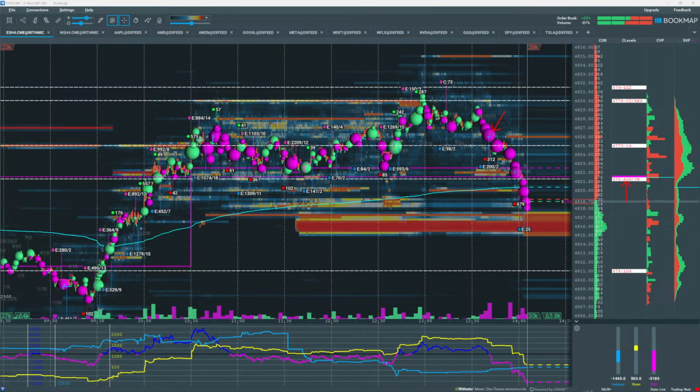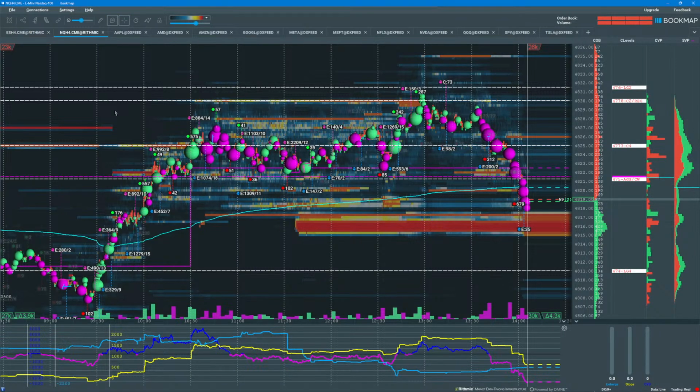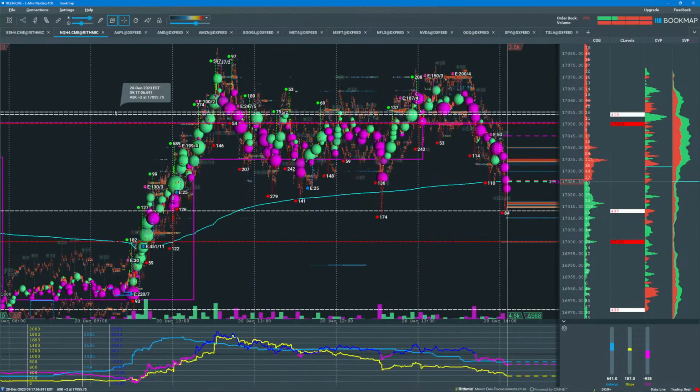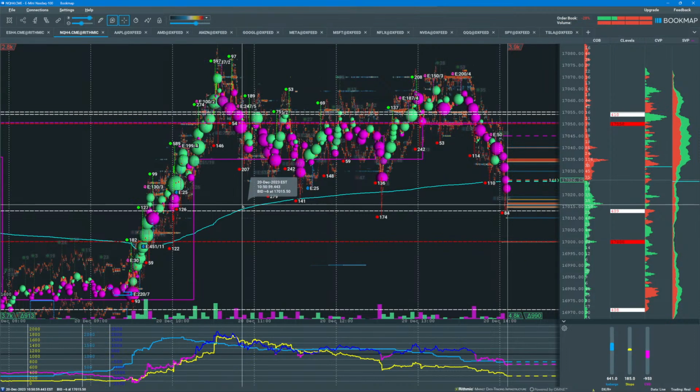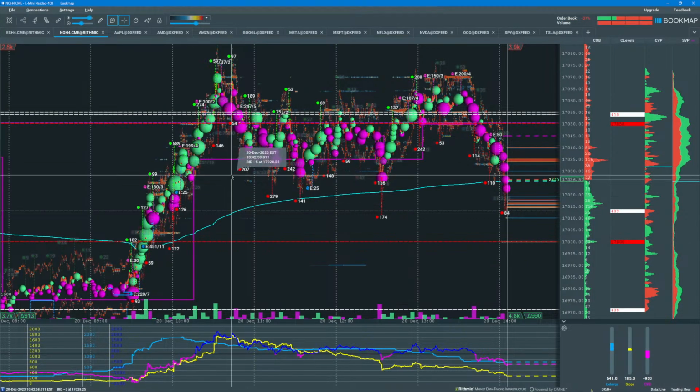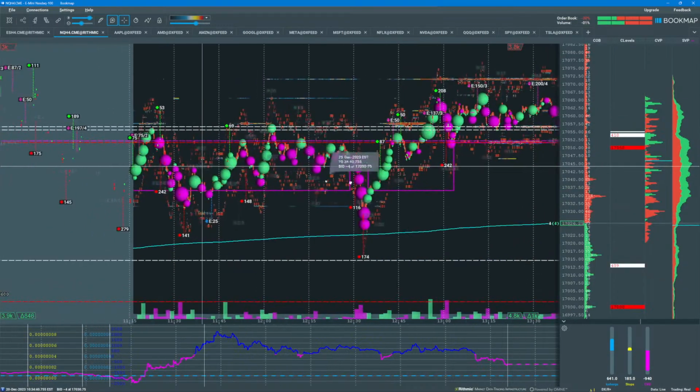All right, so great long setup this morning. Again, very clear signals both in Bookmap and in Hero. All right, let's take a look at NASDAQ. And a very similar setup. Zoom in on this just a little bit.